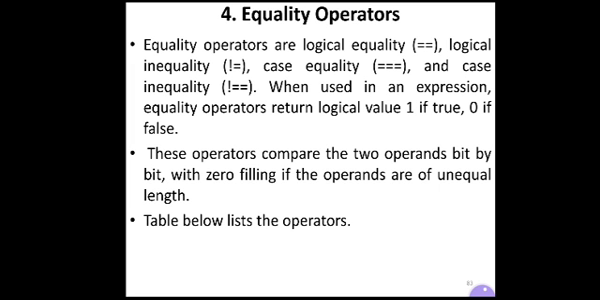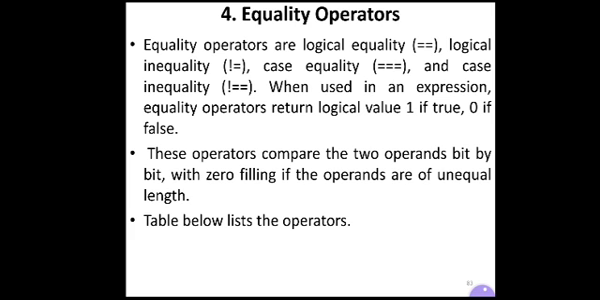These operators compare two operands, the left hand side operand and the right hand side operand. They are compared bit by bit. If the operand sizes do not match, zero filling will be done to match the operands. So these operators compare the two operands bit by bit, with zero filling when the operands are of unequal length. To make the operands equal in length, Verilog HDL fills 0.